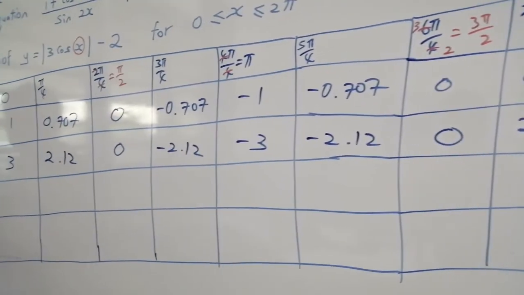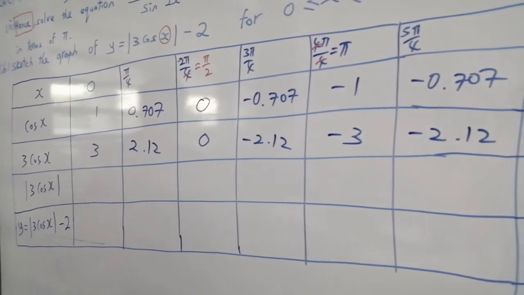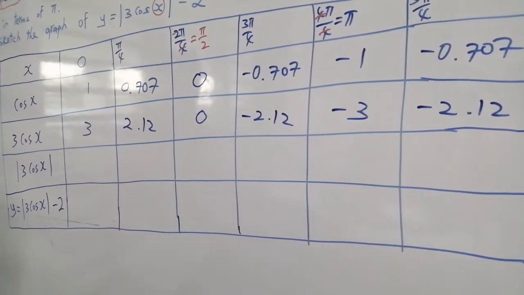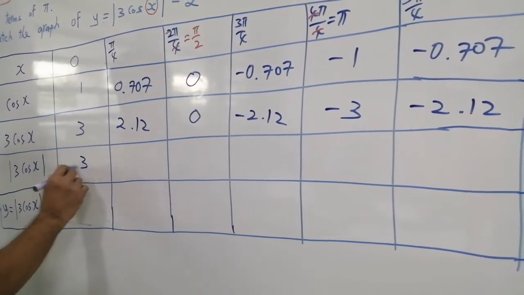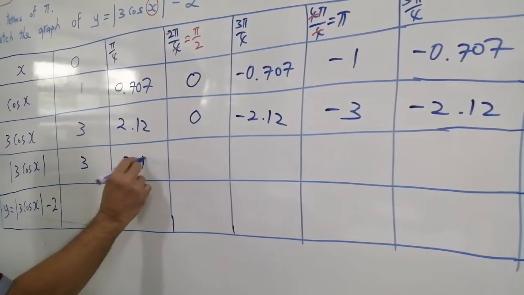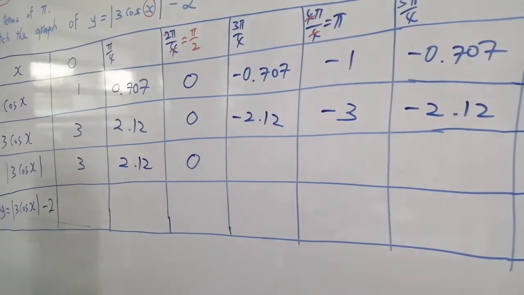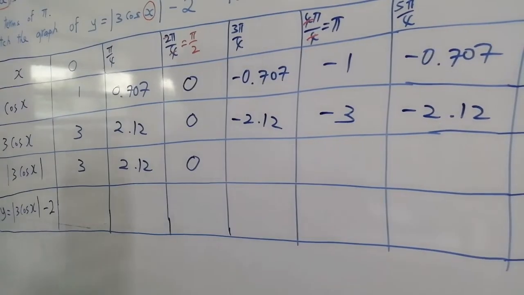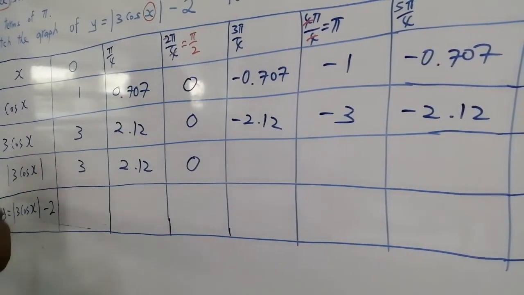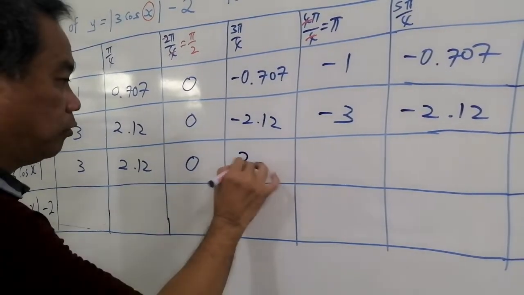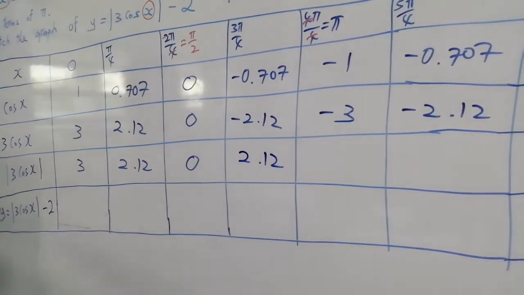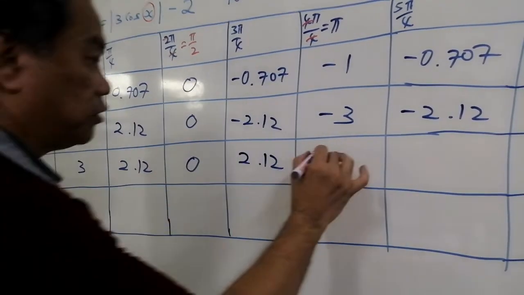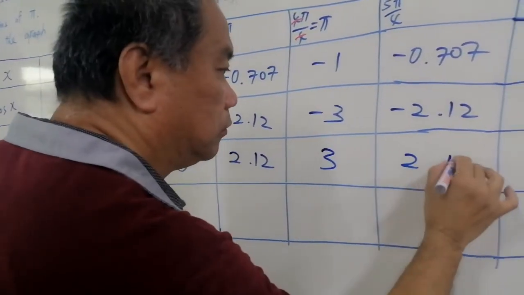Then, what is meant by modulus here? Modulus means I just take the positive value and ignore the negative sign. So a positive value stays the same value. 0 stays the same. But here is negative 2.12, I ignore the negative sign, so I only take the positive value because of the modulus, so it will be 2.12. Negative 3, I ignore the negative sign because of modulus, so definitely it is 3, taking the positive value.